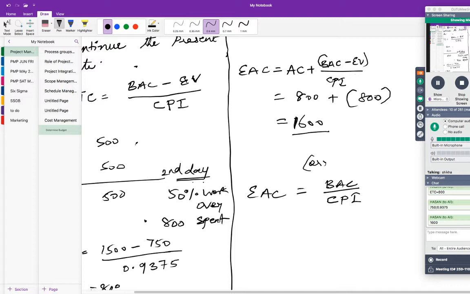You can just calculate it as BAC by CPI. Can you tell me, you will get the same number: BAC by CPI, which is 1500 by 0.9375. You get the same number?